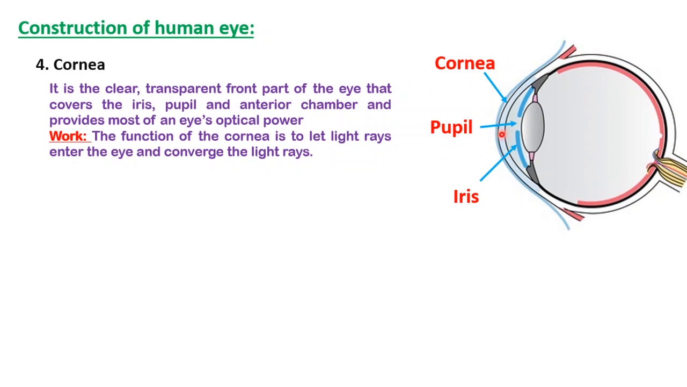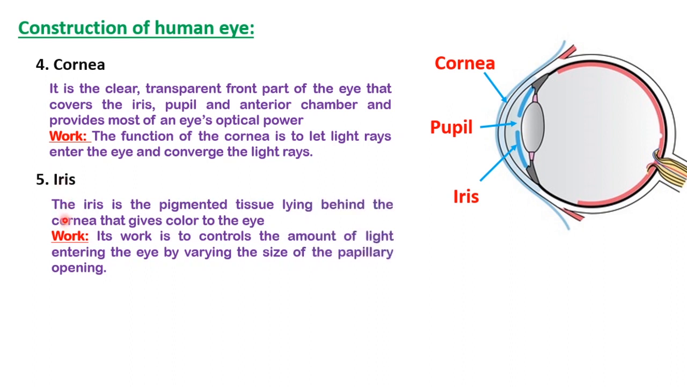We know that there is only one entrance, which is the pupil, but it is too small, yet we can see a large area. Okay, how? Because the cornea refracts most of the light towards the pupil. So what is its work? The function of the cornea is to let light rays enter the eye and converge the light rays. So when light falls over the cornea, it refracts the light towards the pupil.